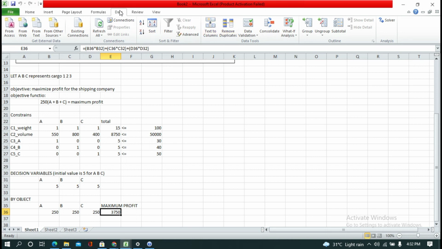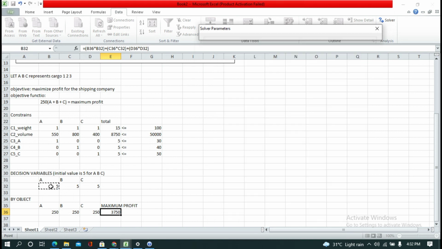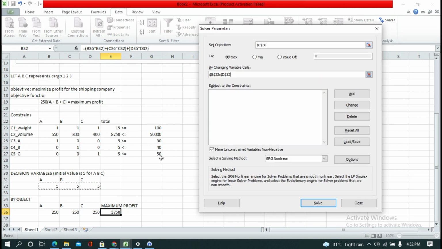So under the data tab, we can find here the solver at the upper right corner. So click this. In the set objective, we need to click the cell for our maximum profit. And then in here, we need to choose max since we are asked to find the maximum profit. And then for the changing variables, we need to click the decision variables, so these 3 in here.